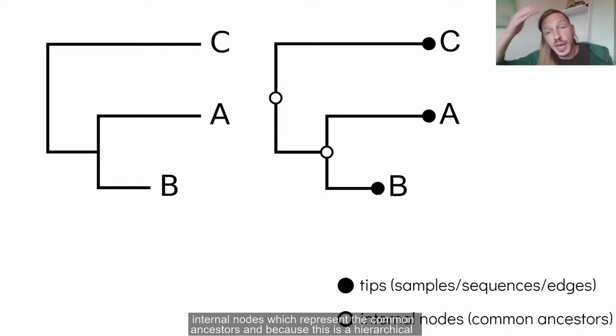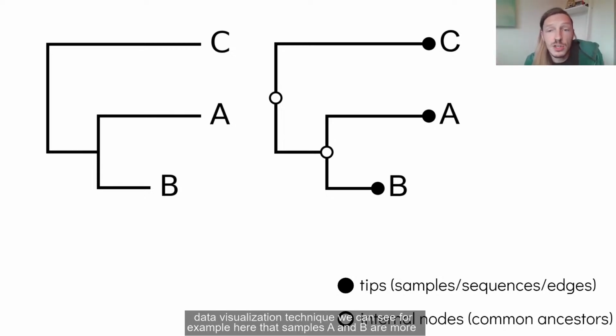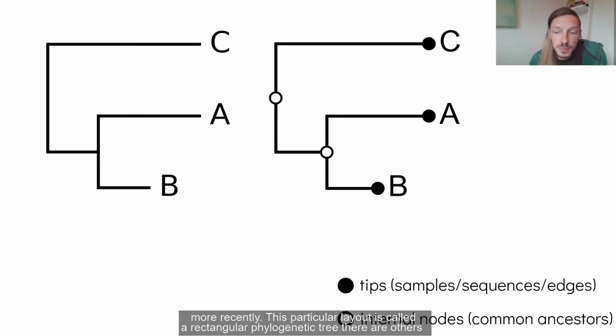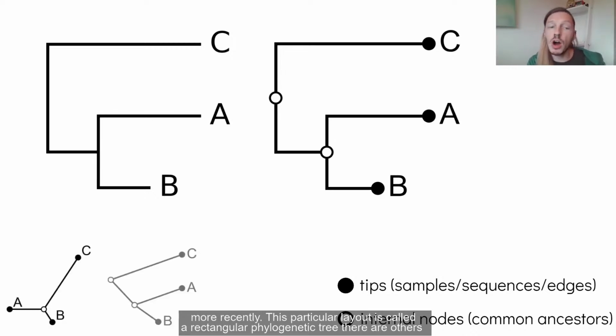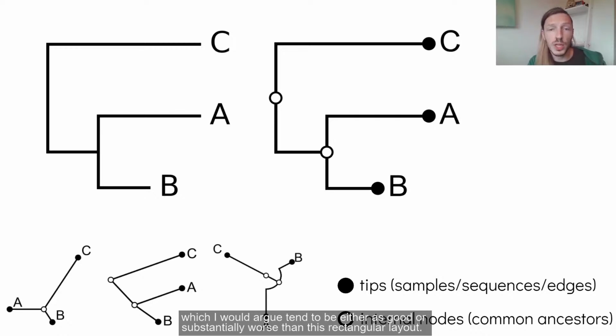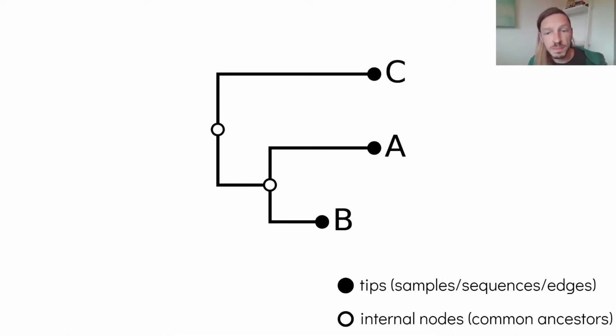And because this is a hierarchical data visualization technique, we can see, for example, here that samples A and B are more closely related to each other than either is to C, because they share a common ancestor more recently. This particular layout is called a rectangular phylogenetic tree. There are others which I would argue tend to be either as good or substantially worse than this rectangular layout.